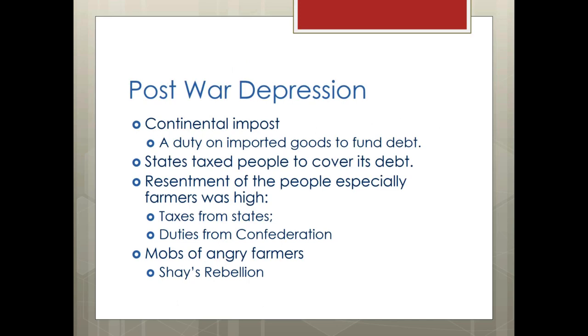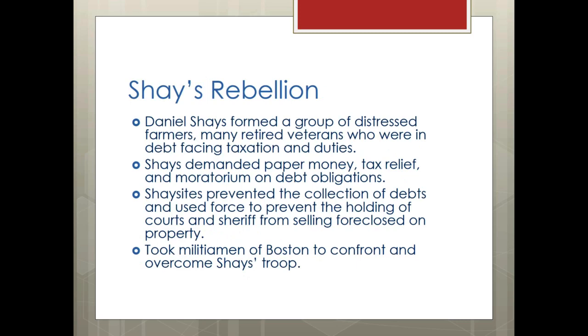The one thing the federal government could do is place duties on imported goods to fund its debt. And again, the states taxed people to cover their debt. But the import duties and the state taxing caused a lot of resentment among the people, especially the farmers. And it led to various revolts by the farmers, including Shays Rebellion, in which Daniel Shays formed a group of distressed farmers, many of them retired veterans, who were in debt, facing taxation and these import duties. Shays demanded paper money, tax relief, and a moratorium on debt obligations.